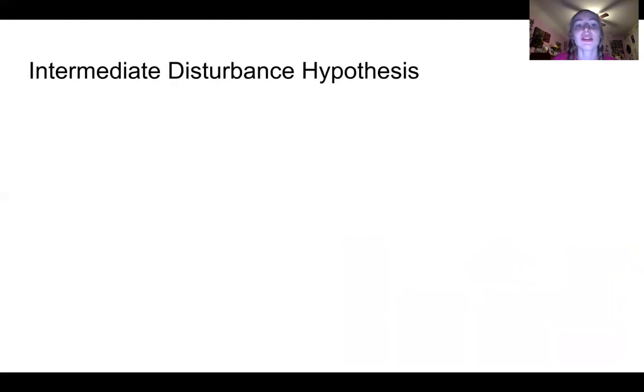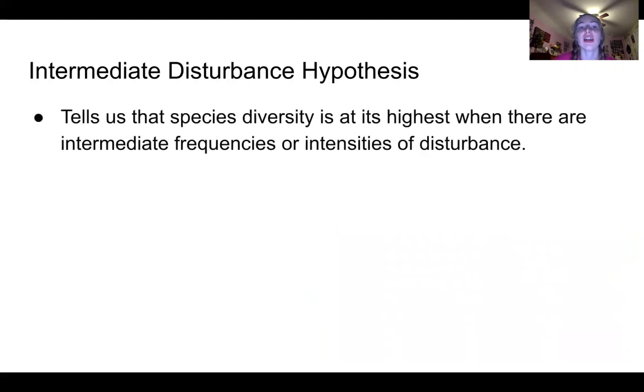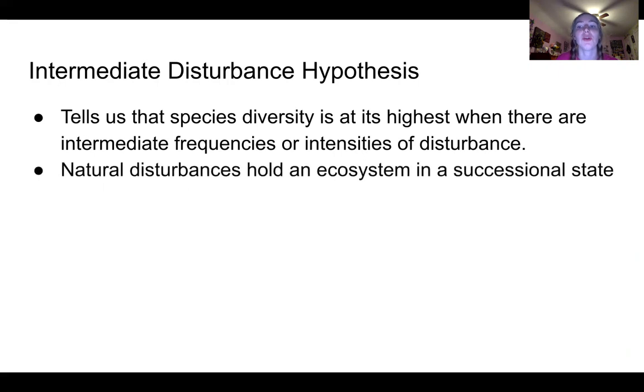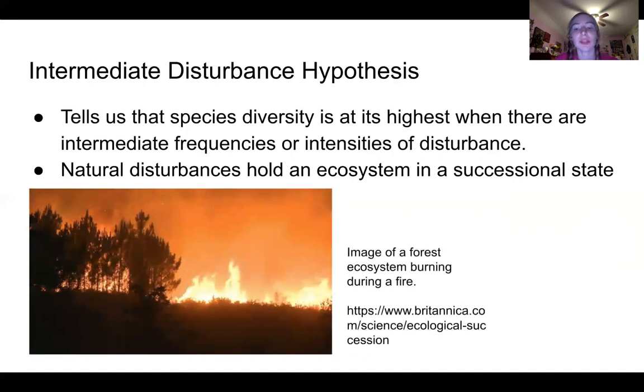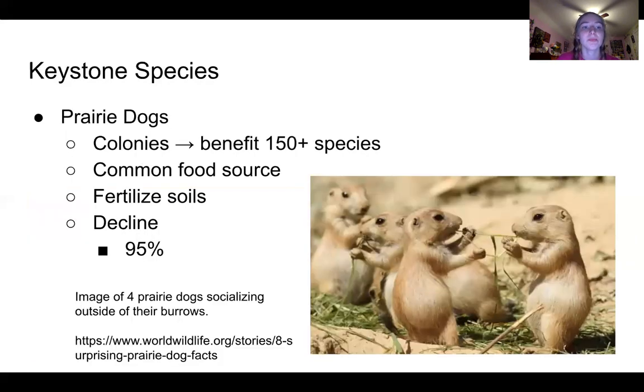The intermediate disturbance hypothesis tells us that species diversity is at its highest when there are intermediate frequencies or intensities of disturbances. So we need natural disturbances to help communities grow. And as I already said, natural disturbances do hold an ecosystem in a successional state for years sometimes, which is how you get all those different ecosystems at one place. Here's an example of a natural disturbance, which is a fire burning a forest, so it'll go into a successional state then.